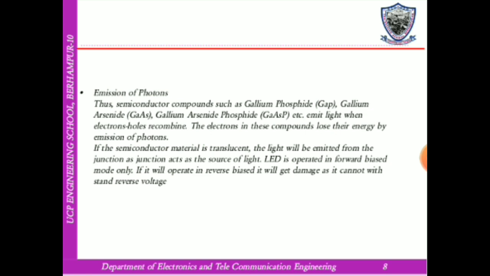If the semiconductor material is translucent, the light will be emitted from the junction. If the junction acts as the source of light, the LED is operated in forward bias mode only. If it is operated at reverse bias, it will get damaged. It cannot withstand reverse voltage.